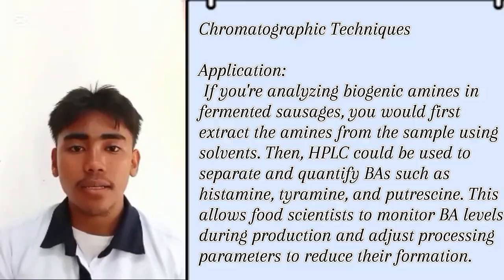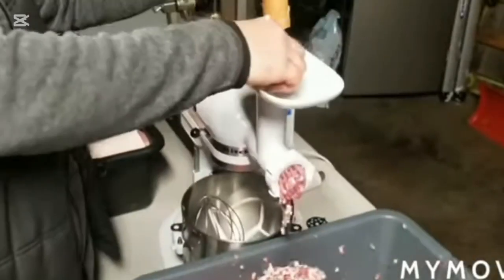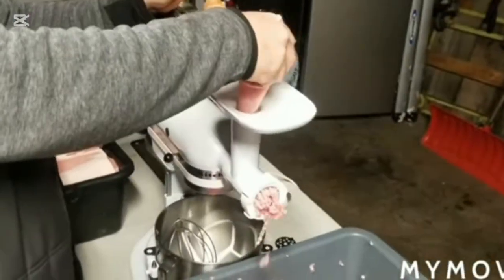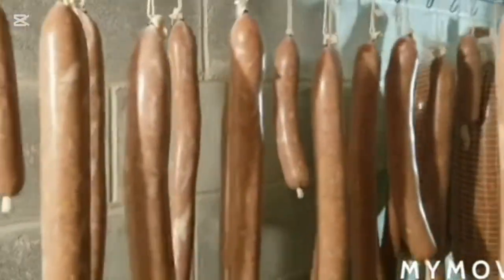If you are analyzing biogenic amines in fermented sausage, you would first extract the amines from the sample using a solvent. Then HPLC could be used to separate and quantify BAs such as histamine, tyramine, and putrescine. This allows food scientists to monitor BA levels during production and adjust processing parameters to reduce their formation.